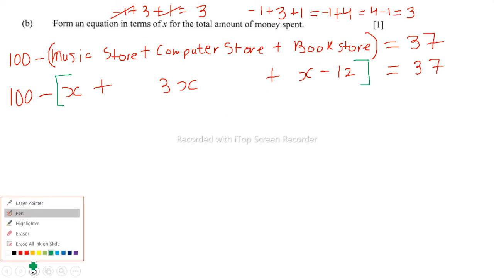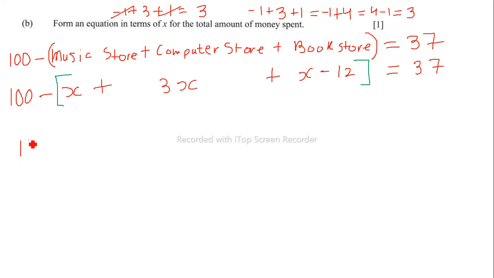So there's going to be 100 minus open bracket. Remember, we still have the x plus 3x, but this time we don't consider negative x. We just leave it as x itself. So plus x, and then minus 12, equals 37.